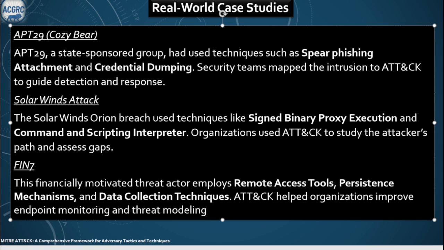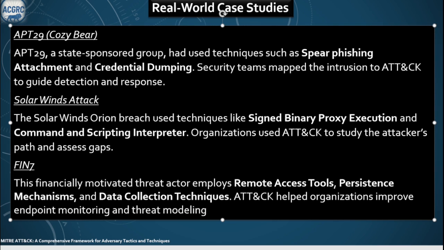Let's look at a top view on some real world case studies. APT29, also known as Cozy Bear, was a state sponsored group that used techniques such as spear phishing attachment and credential dumping. Security teams mapped the intrusion to ATT&CK to guide detection and the response.